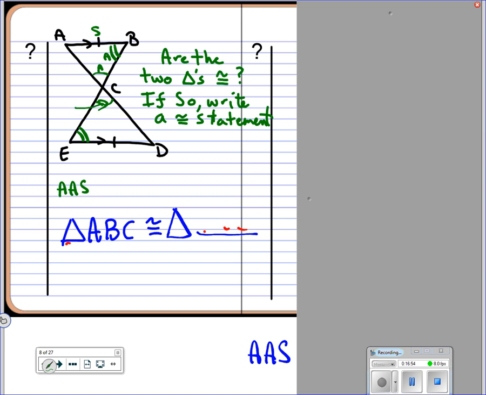That's going to be really important that you do that. That's the whole thinking part, okay? So now that we have that the triangles are congruent, we now can write a congruent statement.